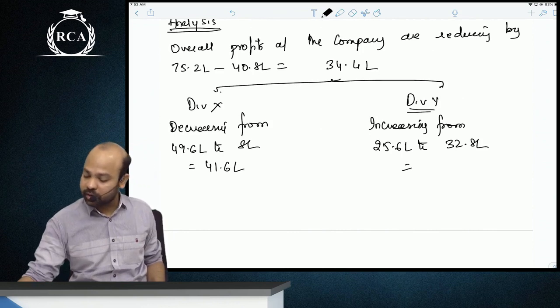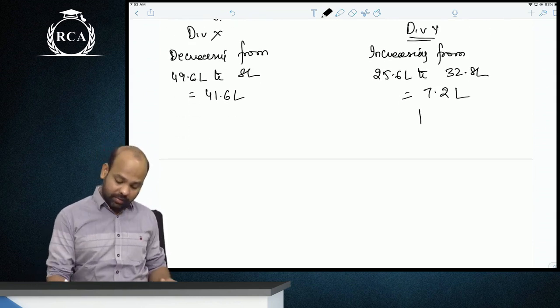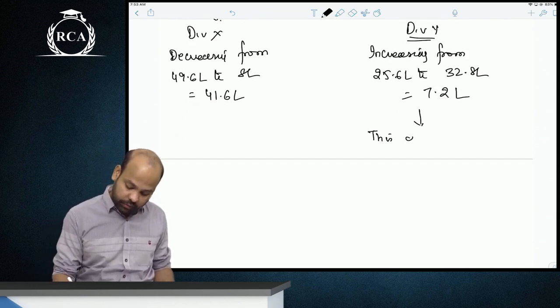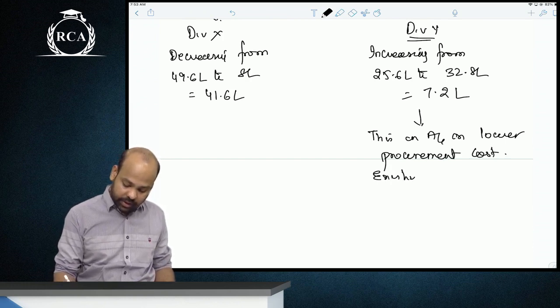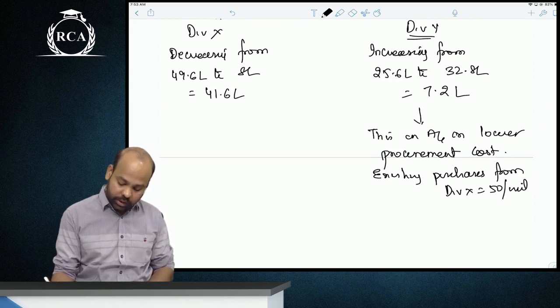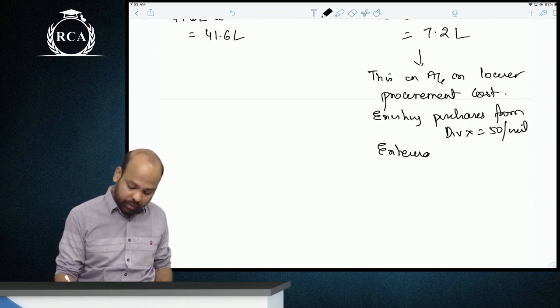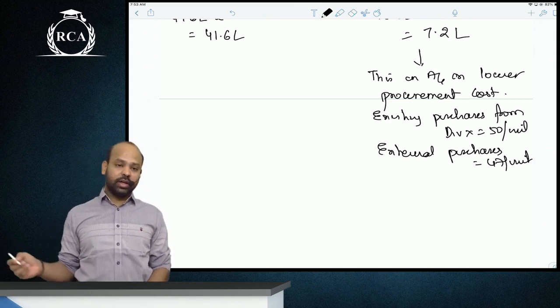All the other questions, we never presented using a profitability statement. Here this can be easily explained. This is on account of lower procurement cost. What is the lower procurement cost? Existing purchases from Division X were at 50 rupees per unit, but now external purchases are at only 47 rupees per unit. Understood, sir? It is only 47 per unit.